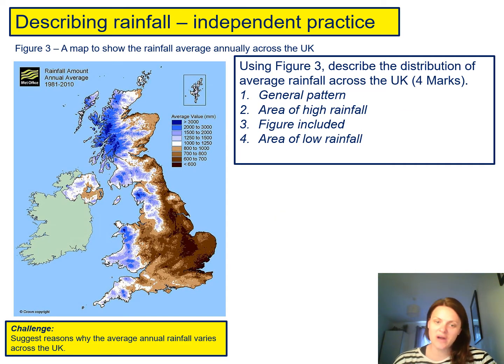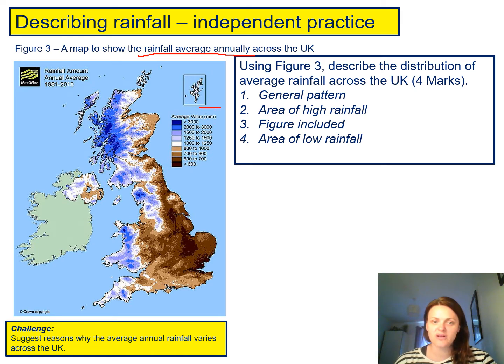Okay, so it's your go now. It's the same sort of map, but this time it's showing the average rainfall annually. So how much rain do different parts of the UK get each year?